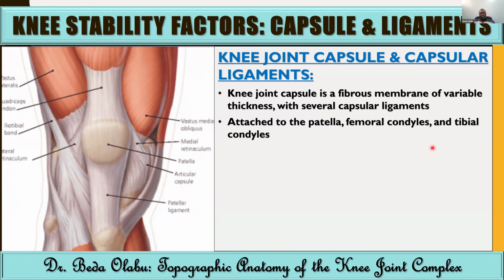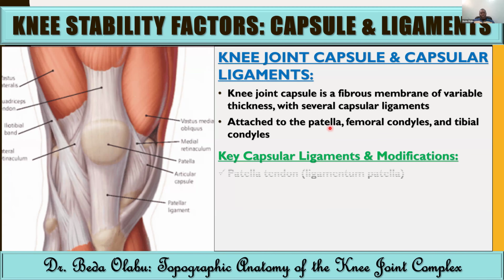We have already talked about the medial collateral ligament. I'll not repeat about it. The capsule of the knee attaches onto the articulating structures. The key capsular ligaments are the patellar tendon.